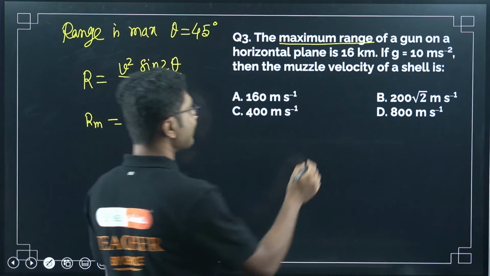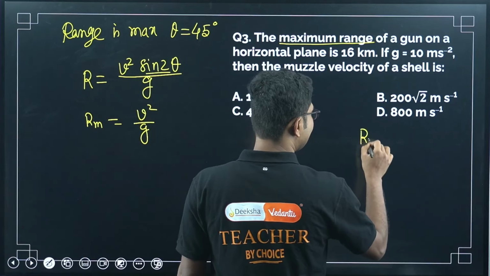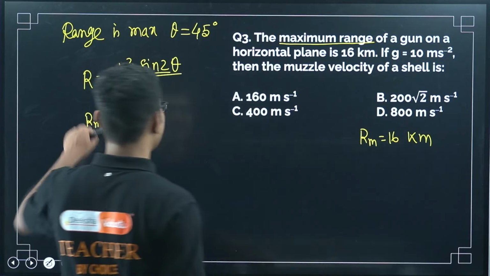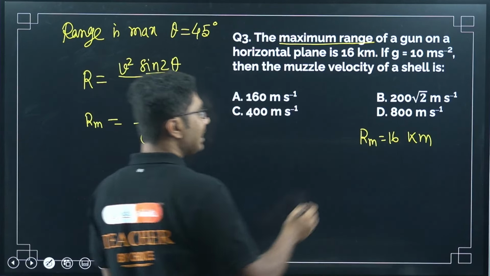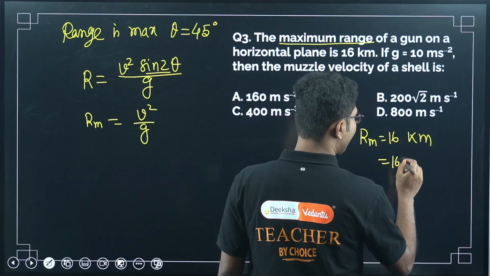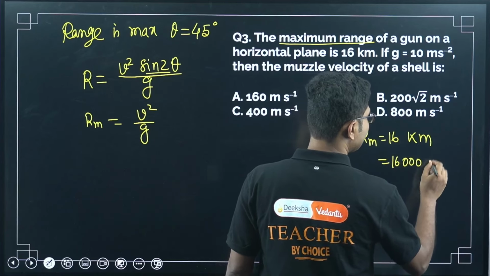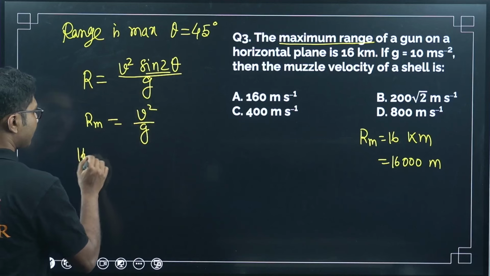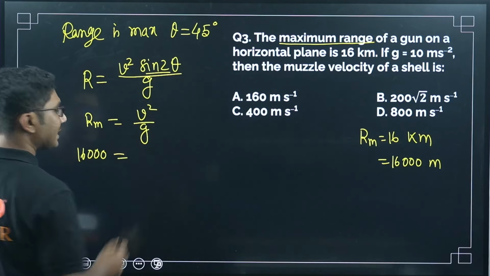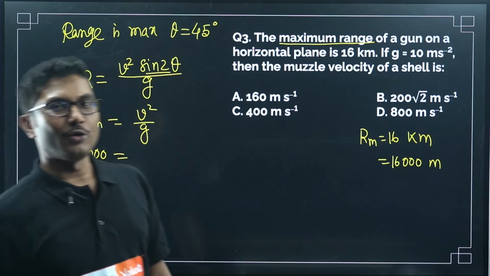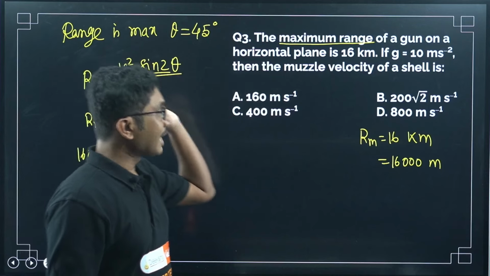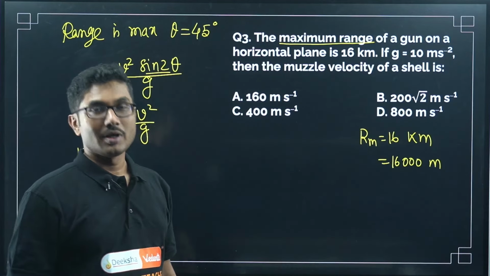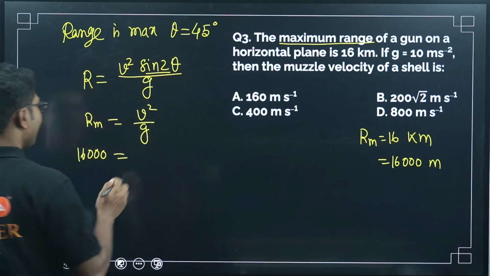Now here the maximum range is given as 16 kilometers. So don't put the values directly here. Because 16 kilometers is given, you have to convert it into meters. 16,000 meters. Now you can use it. If you use 16 directly here, then I know 90% of students will calculate it incorrectly because they will put the 16 directly. But you have to convert it into meters first.